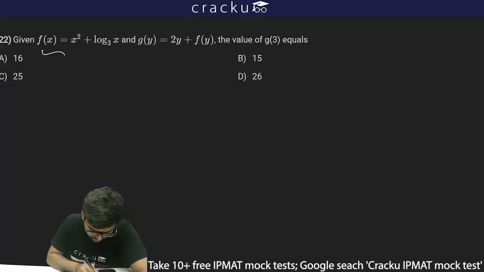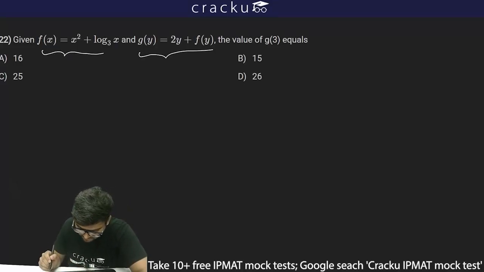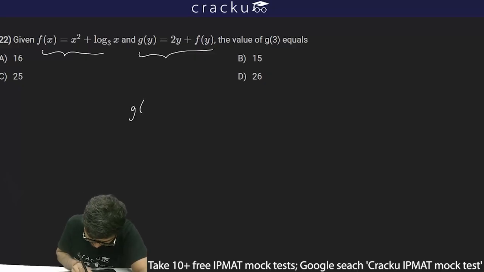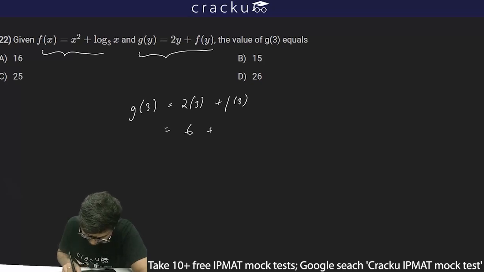Given f of x is equal to x square plus log x to the base 3, and g of y is equal to 2y plus f of y, then g of 3 is equal to. So g of 3 will be equal to 2 into 3 plus f of 3. So 2 into 3 is 6 plus f of 3, which is basically, if I put in x is equal to 3, I can find out f of 3.